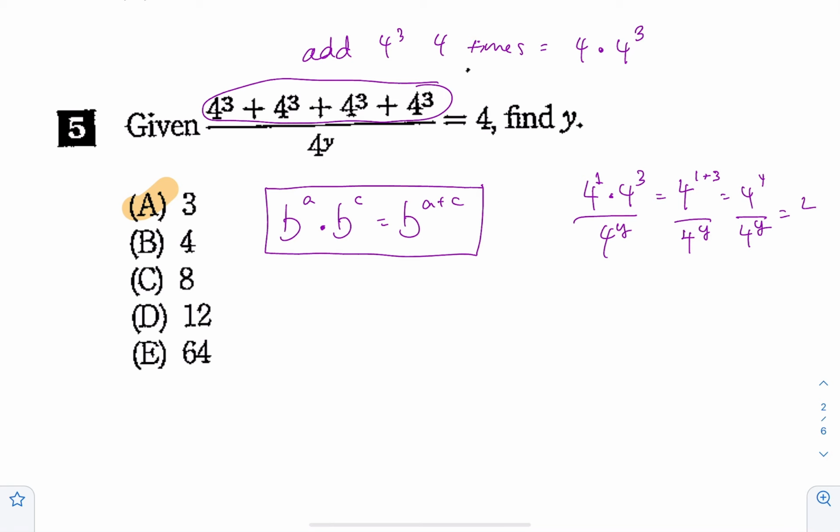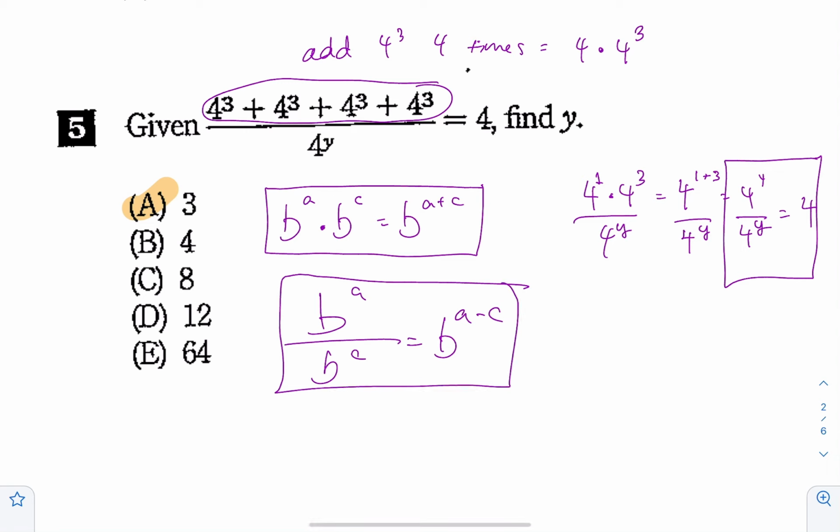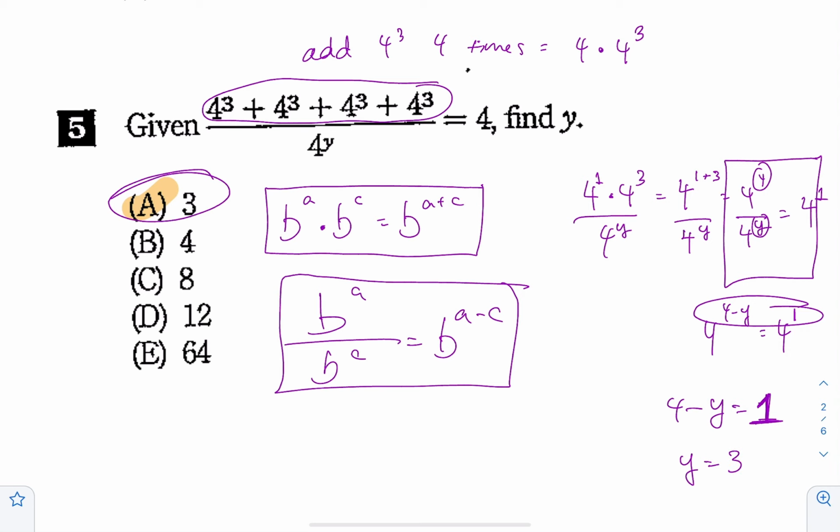And you know that this is equal to 4. Now from here, you can use this other law of exponents that states b to the a divided by b to the c is equal to b to the a minus c. When you divide two exponents with the same base, you can subtract the exponents. In this case, 4 raised to the 4 minus y is equal to 4 raised to the first power. And that means that the exponents, 4 minus y, has to be equal to 1, which means that y is equal to 3. So you get choice A.